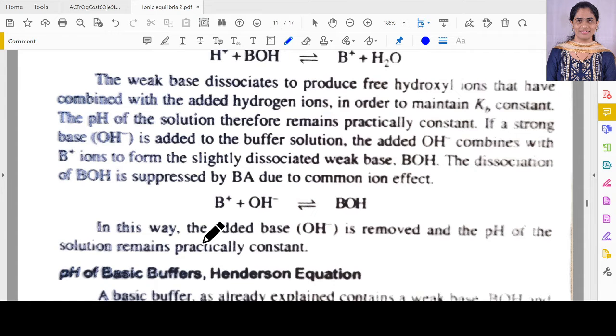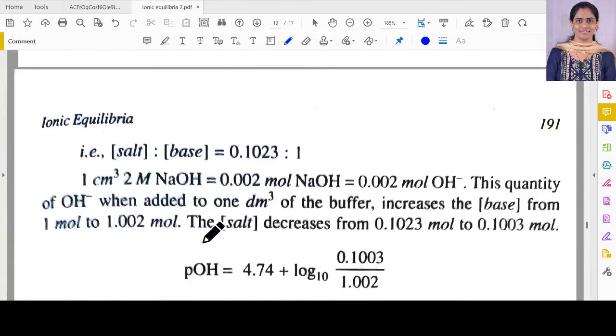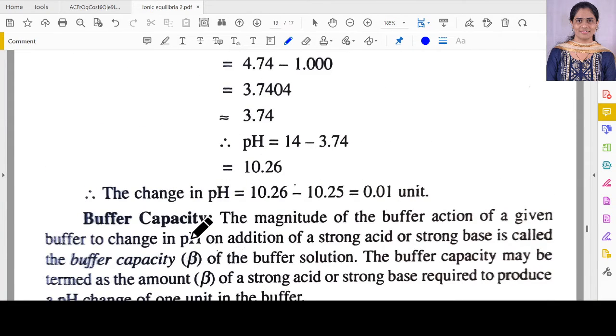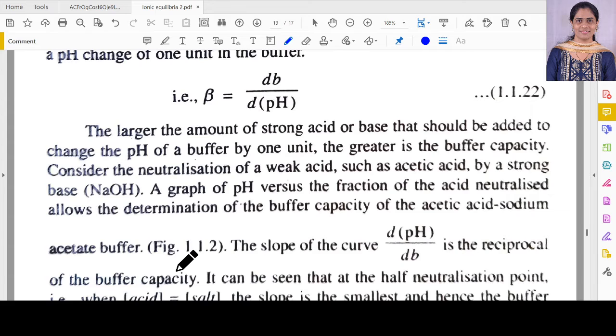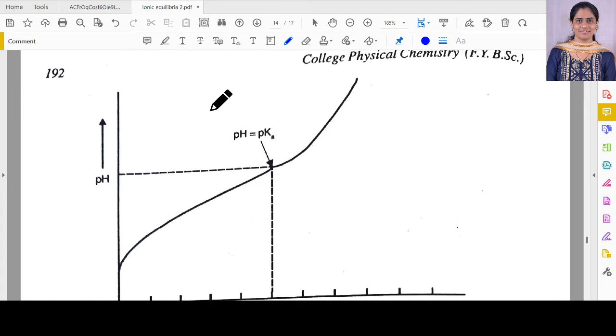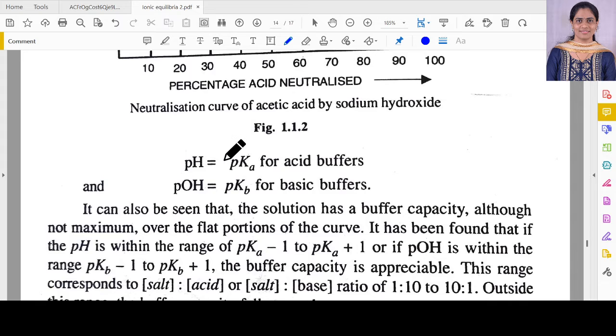Then at the end we have seen buffer capacity. Okay, what is buffer capacity? The magnitude of buffer action of a given buffer to resist change in pH on addition of strong acid or strong base is called the buffer capacity, beta, of any buffer solution. So what will happen to pH when a small amount of acid or base is added to the buffer solution, whether there will be change or not? Okay, so that indicates the buffer capacity. Okay, so this is how buffer capacity is calculated.